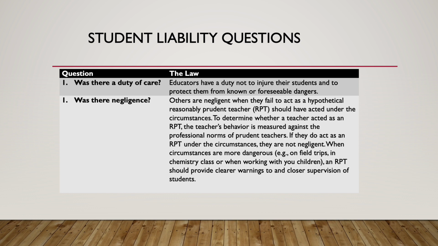And what that means is it should determine whether the teacher acted as an RPT, whether their behavior is measured against the professional norms of prudent teachers. Did they act as an RPT? Were they not negligent? Those would be the questions that would come up. When circumstances are more dangerous, was the environment safe, such as field trips, chemistry class, or working with children? An RPT should provide clear meanings to and closer supervision of students.